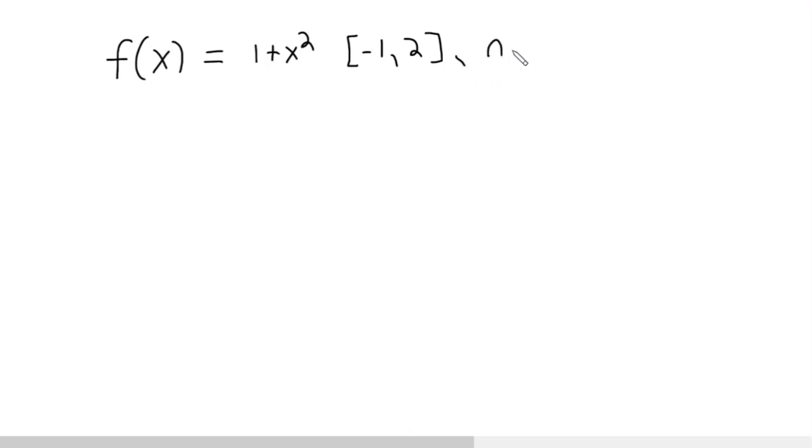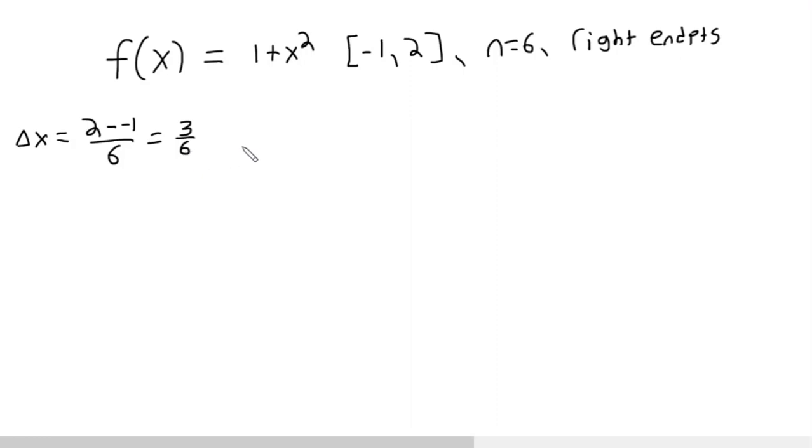So let's say I had now f of x equals 1 plus x squared, and my interval is -1 to 2, and it might say from x equals -1 to x equals 2, that's fine. And I'm working with 6 rectangles, and I want right endpoints. So right endpoints. Okay, so let's begin. So my delta x, remember delta x is always b minus a over n, so 2 minus -1 over 6, that's going to give me 3 over 6, and that's going to give me 1/2.